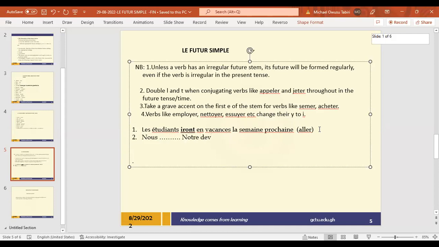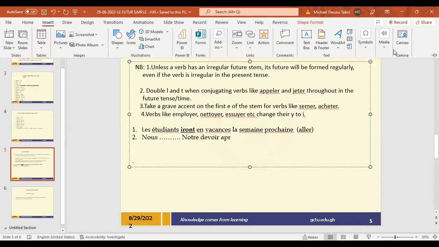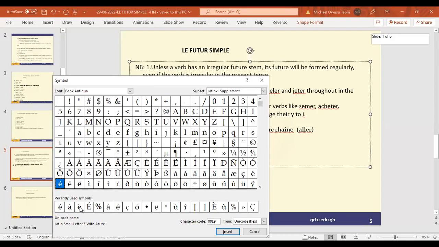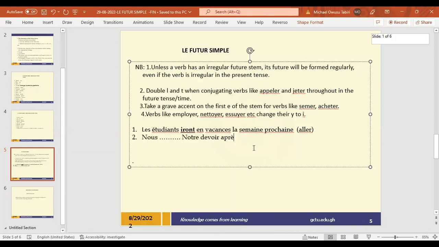Notre devoir après le cours. And the verb is faire. The verb in bracket is faire. So you have to put it in the future tense. Nous dash notre devoir après le cours. Et le verbe c'est faire.